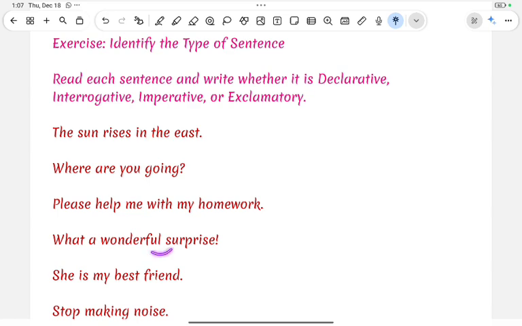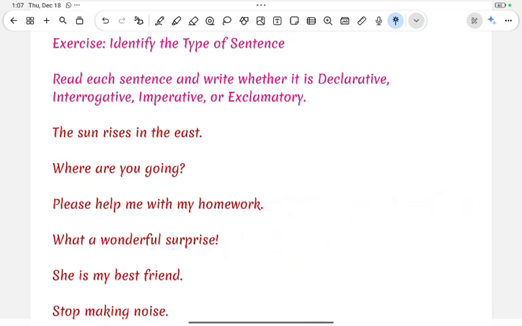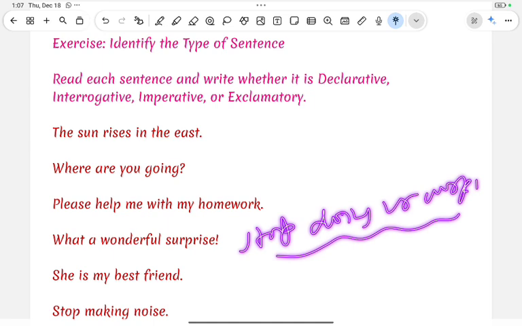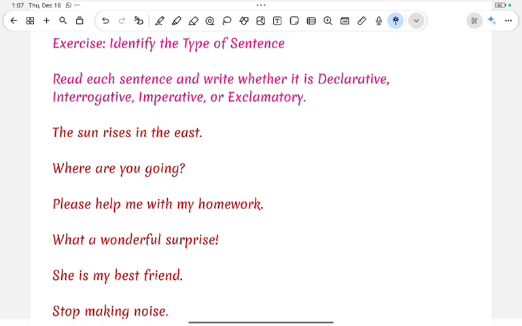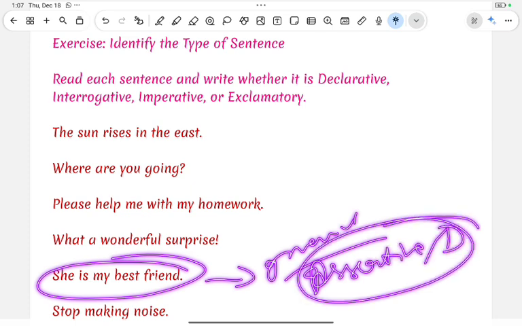Whenever there is any feeling, strong feeling, then you have to mark it as exclamatory always. But if there is a command like stop doing your work, here you can see there are no feelings at all, so we don't write it as exclamatory. We write it as imperative. She is my best friend. It is also general information someone is giving, so it's nothing but an assertive sentence, or we can say declarative one. Both are the same.